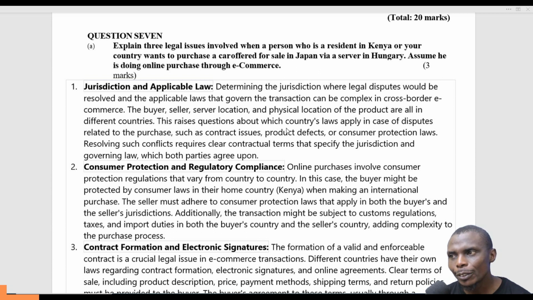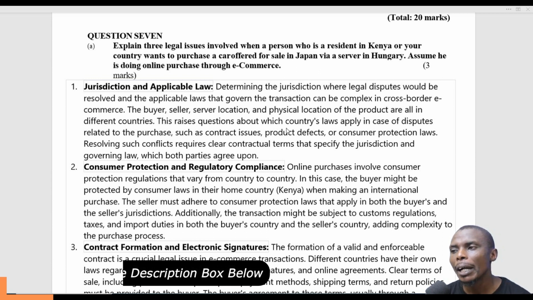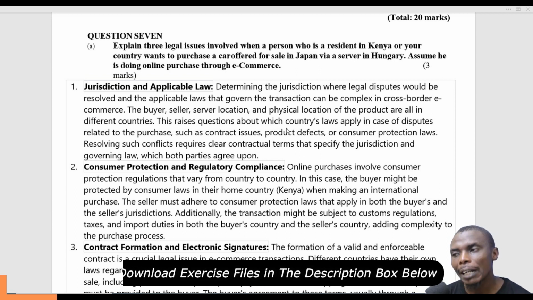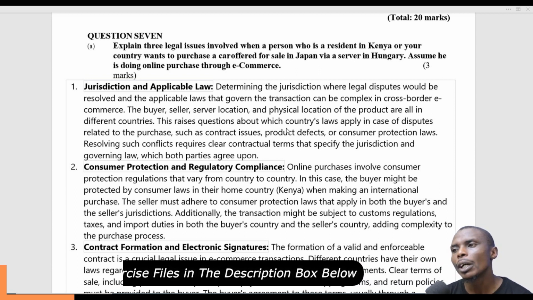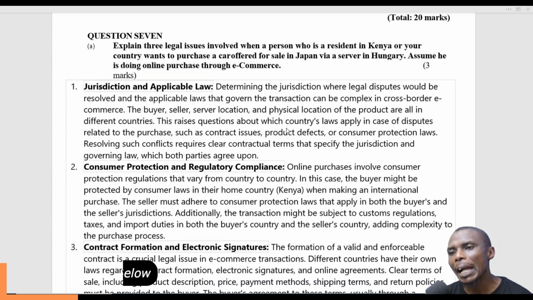To determine the jurisdiction where a legal dispute will be resolved and the applicable law that governs that transaction can sometimes be complex. Remember, these are people in different countries. It involves cross-border commerce. So the buyer, the seller, the server location, and even the physical location of the product are all in different countries. So this will raise a question about which country's law will apply to resolve this dispute, because different countries have different laws.